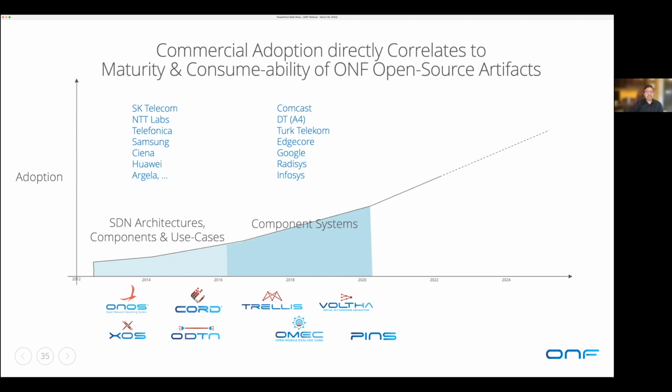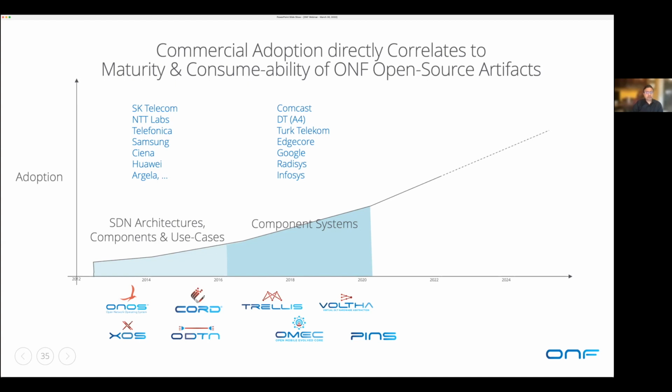This started to change as ONF focused on building out subsystems on top of these robust components and delivered what I call component systems like Trellis, Volta, OMEC, and others. And Comcast was the first operator to publicly acknowledge use of the ONF artifact Trellis to deliver commercial services in multiple geographies and to thousands of subscribers.